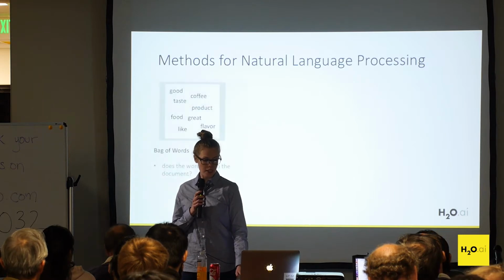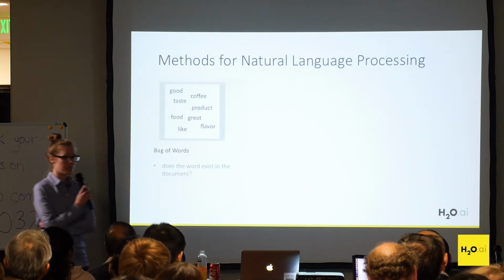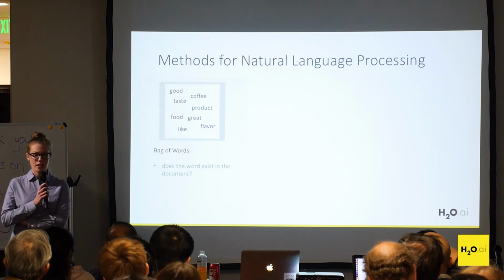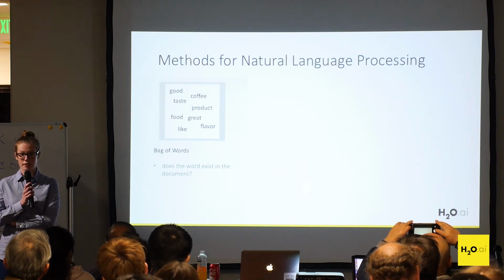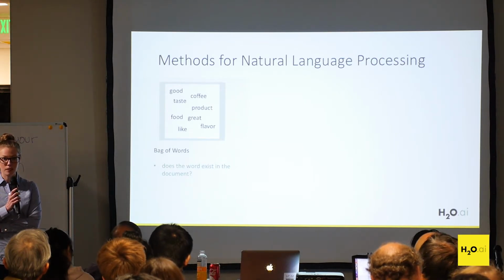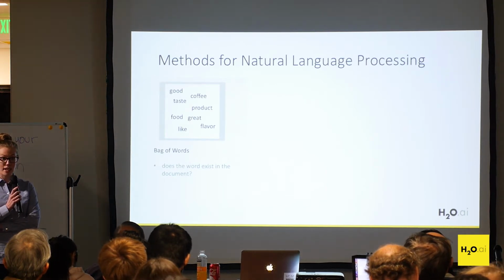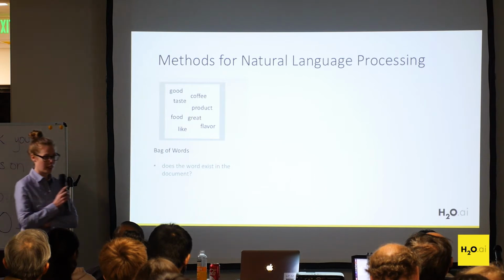So there's a few different methods for natural language processing. The first I'm going to talk about is bag of words. Bag of words is essentially something like one-hot encoding of your words, of the text. So you're going to say, does the word exist in the text or not? Very simple. Probably going to end up with a really large data set, really wide data set if you have a lot of vocabulary.